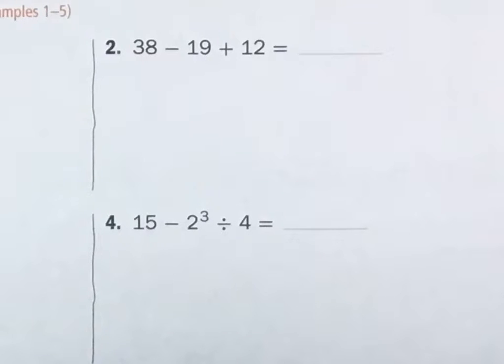Start with parentheses, none. Exponents, no. Multiplication, division, none. Since there's only addition and subtraction, we just go right in order. 38 minus 19 is 19 plus 12. And then I do that. 19 plus 12 is 31. I have my answer.